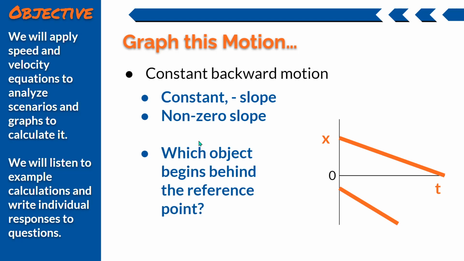Non-zero slope. Looking at these two lines, which object begins behind the reference point? That line on top or the line on bottom? Which one begins behind the reference point? The bottom one. This one starts at some positive position. I don't know, there's no numbers. Let's call it 3. This one starts at -1, for example. There's no numbers, but this would be behind the reference point. Again, the reference point being my x-axis or position of 0. So if you want to add any extra notes on these little questions I'm throwing in there, you can.